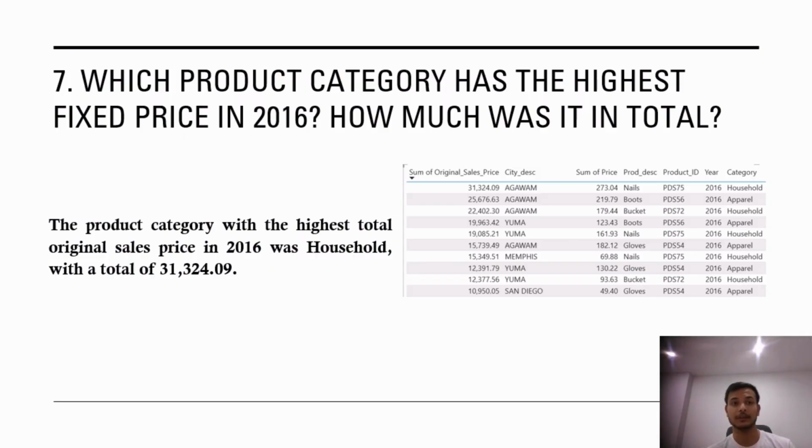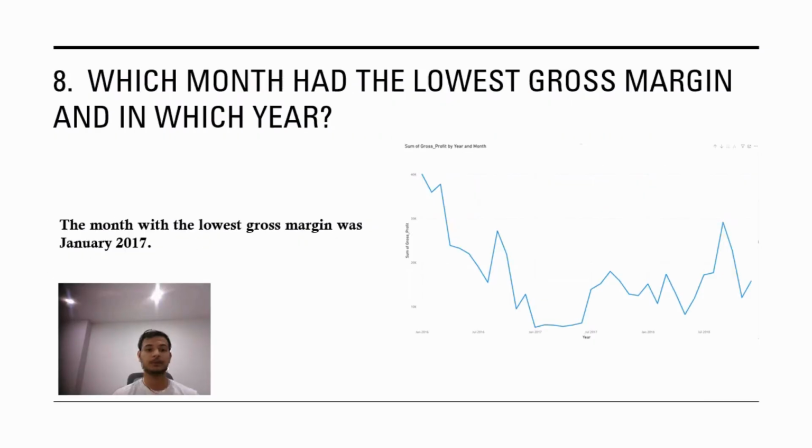For finding it in Power BI, we filter the data for year 2016 and group the table by category field, and we aggregate the original price to determine which category generated the highest revenue at fixed price. The household category, driven by products like nails and bucket, had the highest fixed total price of 31,324.09. Moving further, question 8.